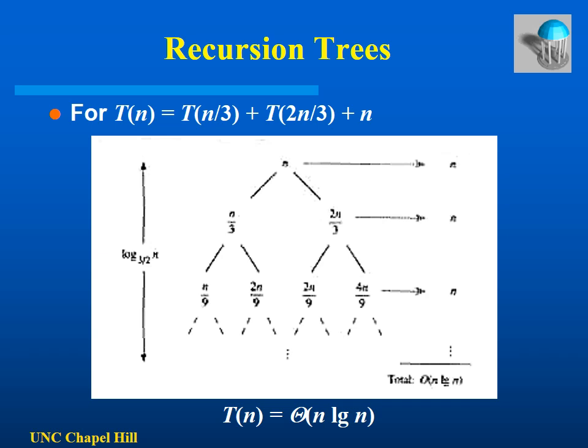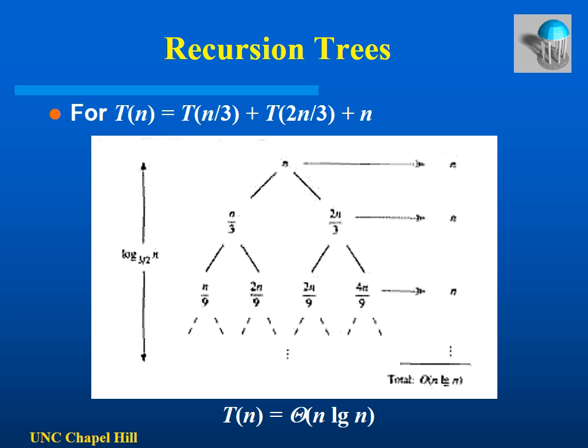Looking at the top level, there's one element. The total time there is n. At the second level, we have n/3 time plus 2n/3 time. n/3 plus 2n/3 is n. At the next level, we have n/9, 2n/9, 2n/9, and 4n/9, which gives you 9n/9. And that's n also.